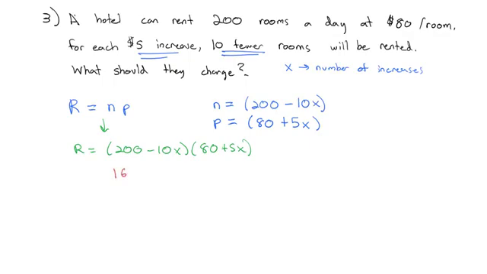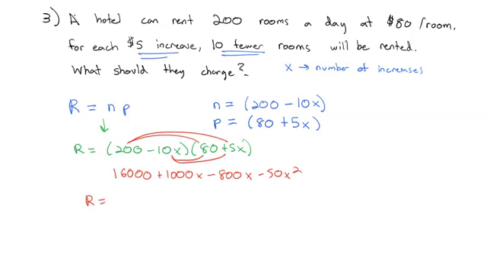200 times 80 is 16,000. 200 times 5x is plus 1,000x. Negative 10 times 80 is negative 800x. And negative 10 times 5 is negative 50x squared. So putting that together, revenue is equal to, putting the negative 50x squared first, combining like terms to get 200x, plus the 16,000.